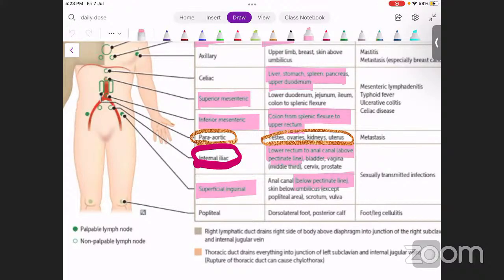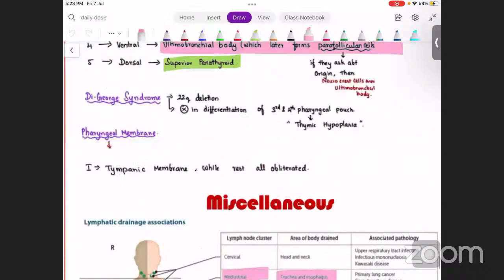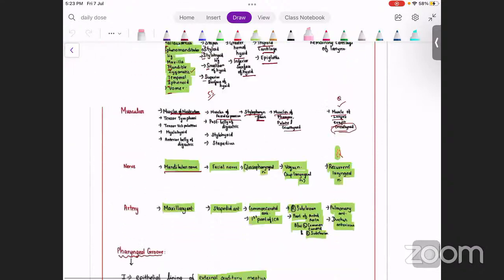Superficial inguinal lymph node. That you have to remember, people. So these are the important things in the anatomy that you have to remember so far. So we have done with the anatomy.